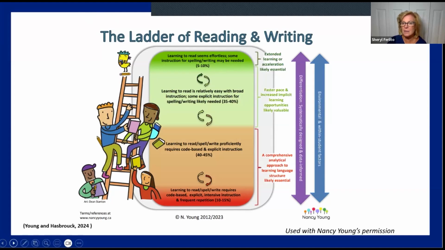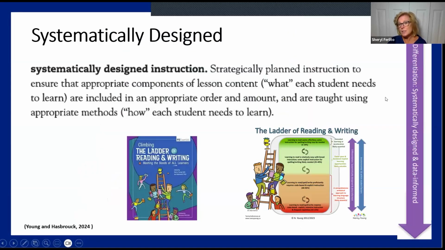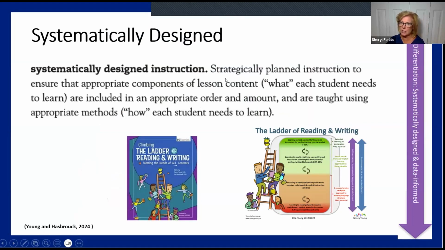So we realize that differentiation is for all learners, regardless of where they are on the ladder of reading and writing. So what does that say again? Differentiation, systematically designed. This is the definition right out of their book. What does systematically designed instruction mean? It's planned, it's strategic. Let's look at that word first of all, strategic. It's not by the seat of our pants, right? Strategic planned instruction, appropriate components of lesson content. This is what the student needs to learn in the appropriate order and amount with the appropriate methods.